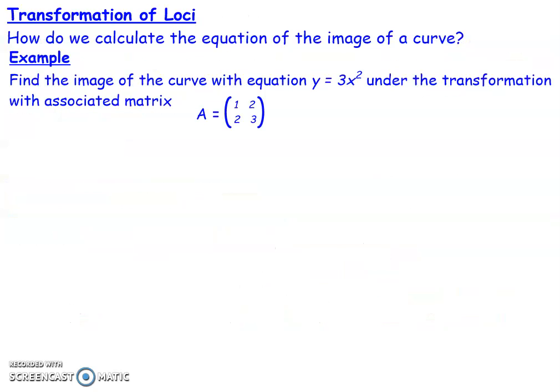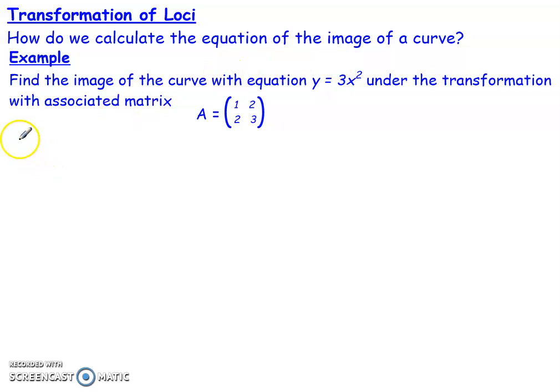Next thing is looking at what's called the transformation of loci. Essentially, that's looking to answer the question, how do we calculate the equation of the image of a curve? The easiest way to do this is with an example. So let's imagine I want to find the image of the curve with equation y equals 3x squared under the transformation associated with the matrix A equal to 1, 2, 2, 3.